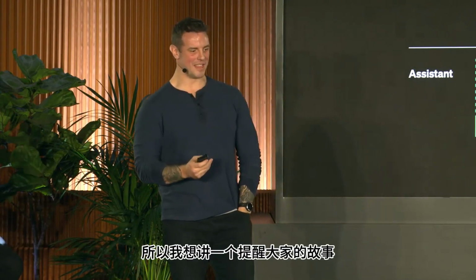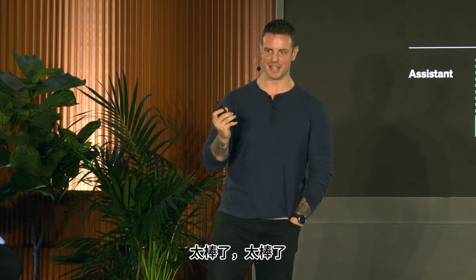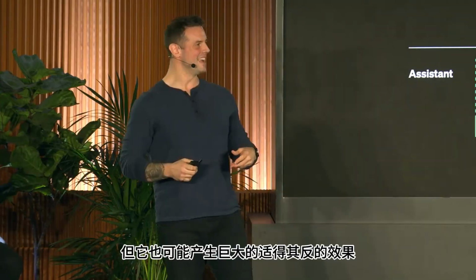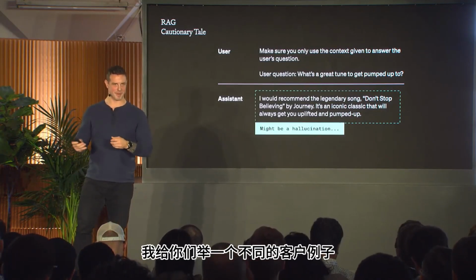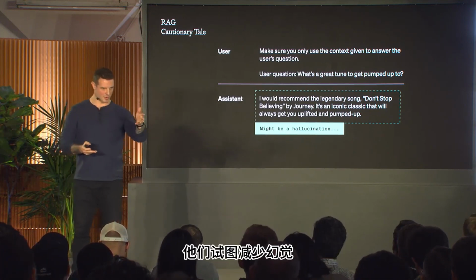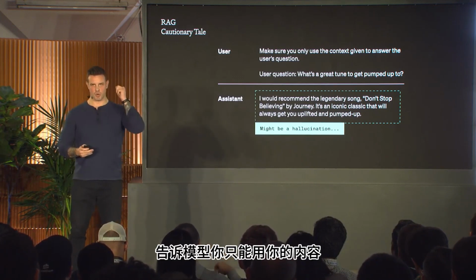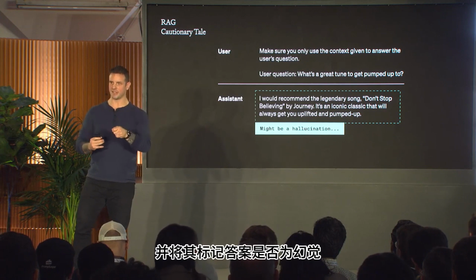Yeah, sweet. So I wanted to give a cautionary tale as well, because at times RAG, so RAG great, you have all this great content, the model uses that to answer the question, but it can also backfire massively. And I'll give you a different customer example. We had a customer who were trying to reduce hallucination by using retrieval augmented generation. So they told the model, use only your content. And then they had human labelers who would check and flag things as hallucination.